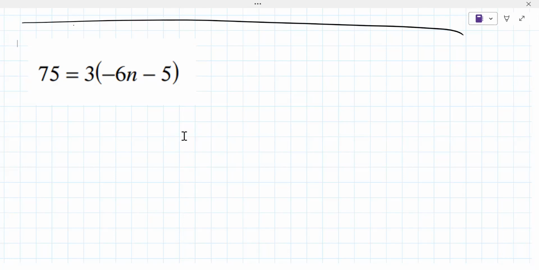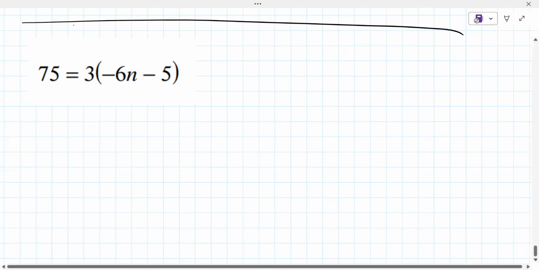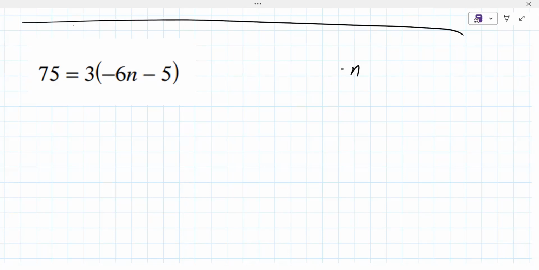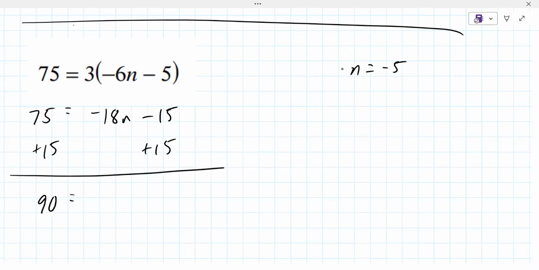Is it n equals -5? We'll take a look here. That looks pretty good. So minus 18n minus 15, 75 comes down. Add 15 to both sides. And 90 equals minus 18n. Divide both sides by minus 18, and n equals -5. Good, really good. Let me give you another one to try here.